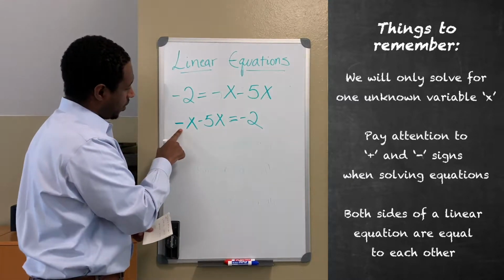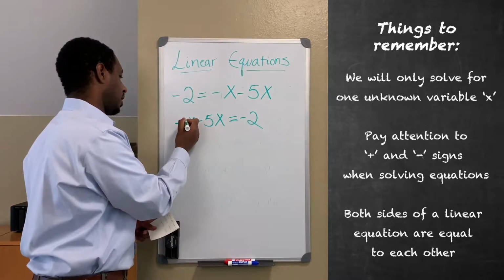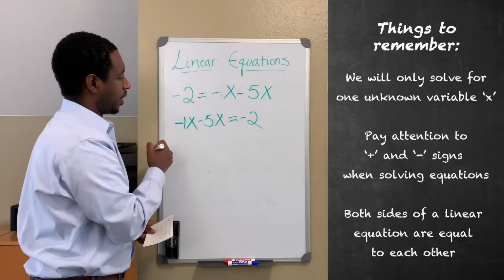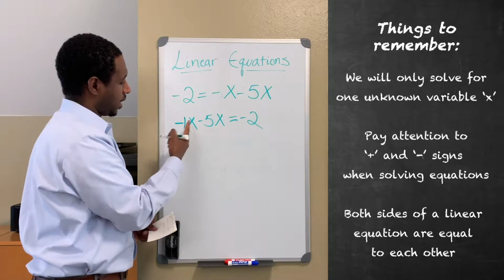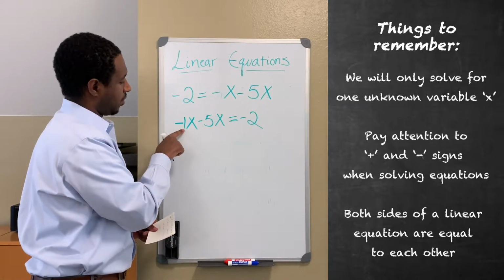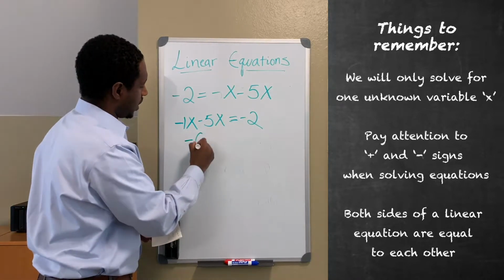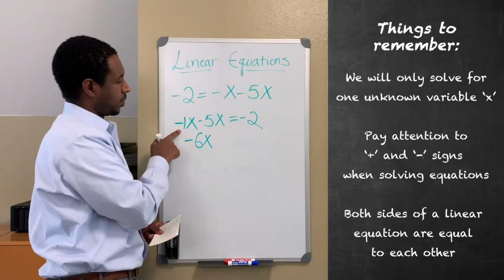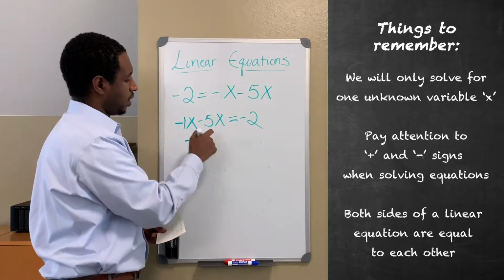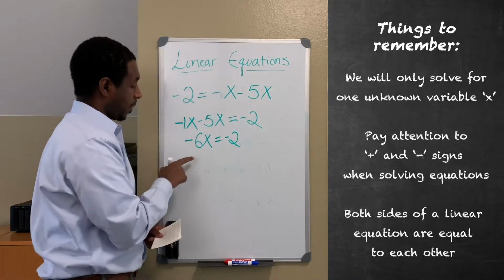But here, if you notice, x is just by itself. So to make it easier for myself, for a better visual, I'm going to add a 1 because that's not going to make a difference because 1x, x is the same thing. So I have minus 1x and a minus 5x, which makes it a minus 6x. Because I'm essentially adding these two, which equals minus 2.